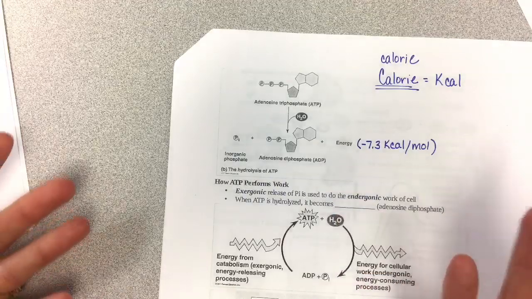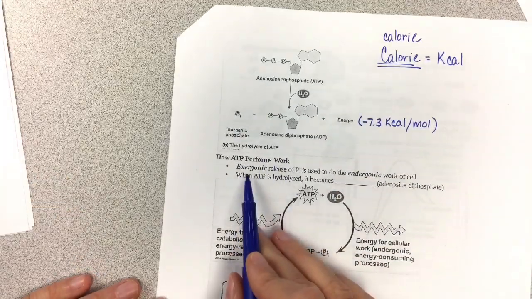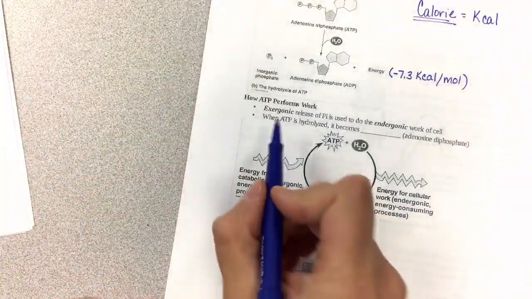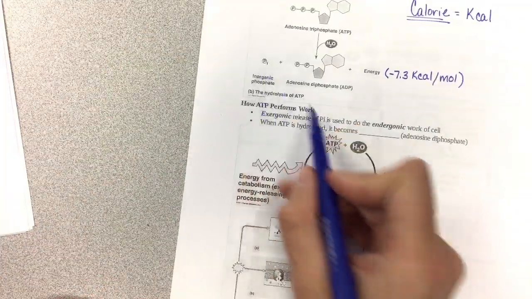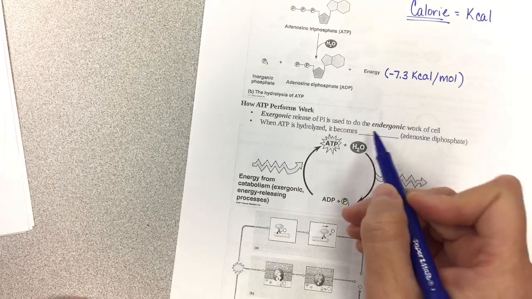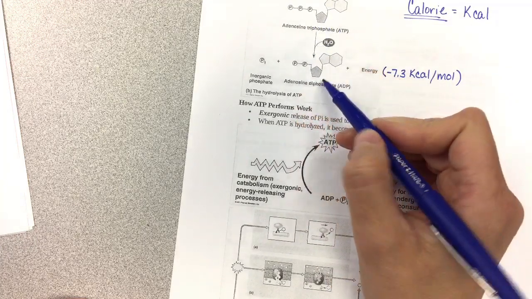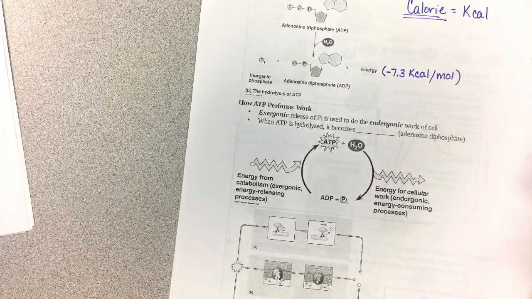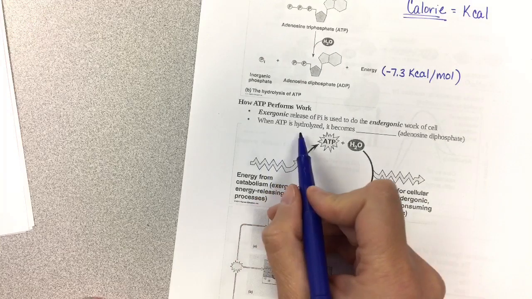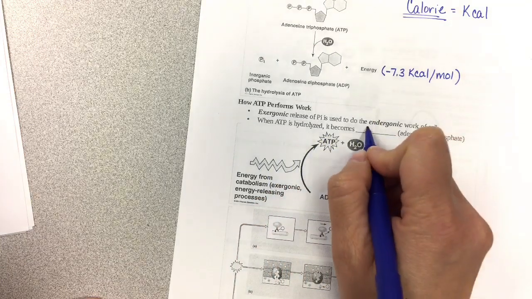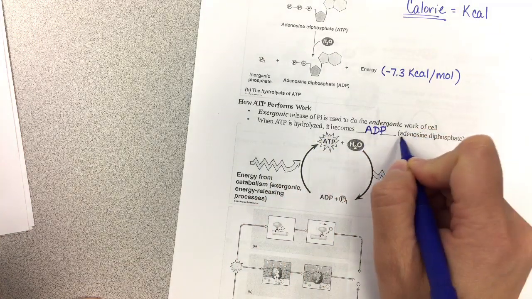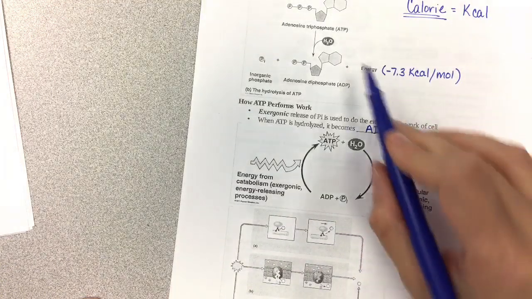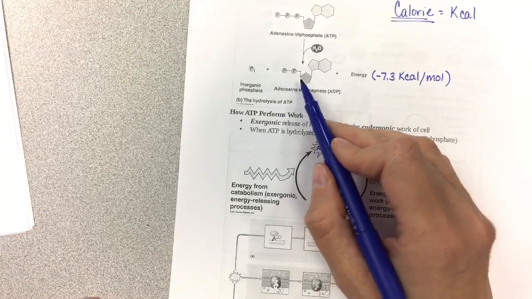So we said that ATP is the main energy molecule. So how does it perform work? It does one of those 3 different types of work. And so the exergonic release of that inorganic phosphate is used to do endergonic work of the cell. So when ATP is broken down and energy is released, some of that energy is usable energy to actually do cellular work. So when ATP is hydrolyzed, it becomes ADP, right? And that's the adenosine diphosphate. So only 2 phosphates. And so that's what we see here. That's ADP right up here.